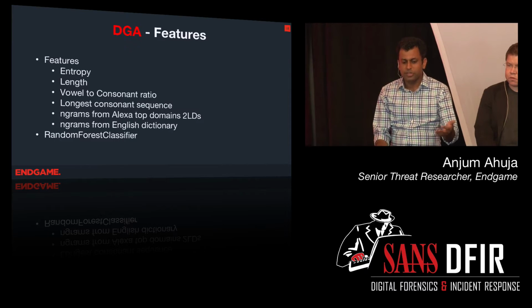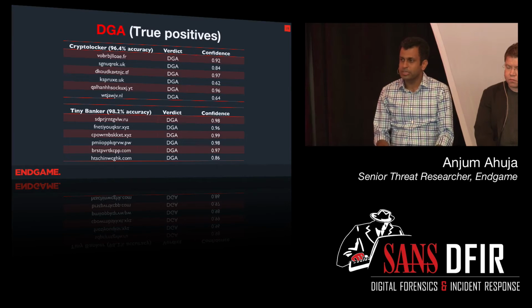So if we use some of these features that are listed here and put them into a very simple classifier called a random forest classifier, which is like a 20 questions game, we can come up with a really good DGA classifier. We have actually open sourced this classifier as part of this talk, and it performs really well.